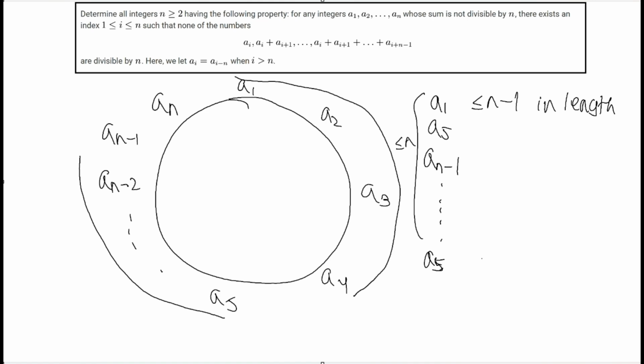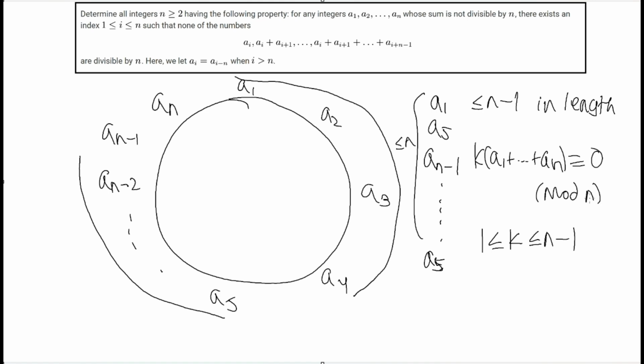All right, so now we know that k times a1 plus all the way to plus an is equivalent to 0 mod n for some 1 is less than or equal to k is less than or equal to n minus 1. So when does this imply that a1 plus all the way to plus an is divisible by n? Because when this is true, that means that we've run into a contradiction.